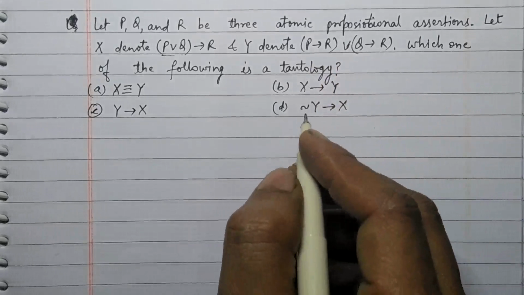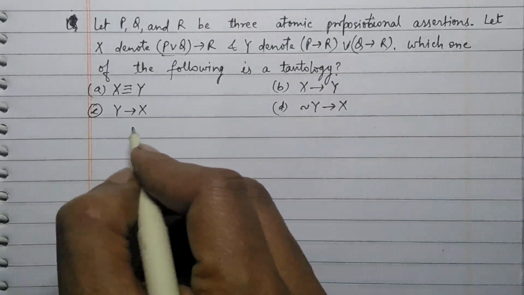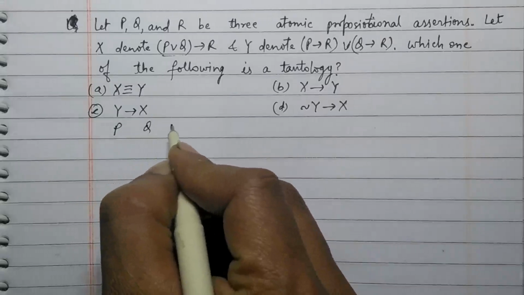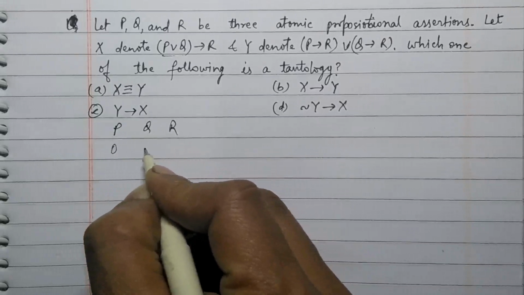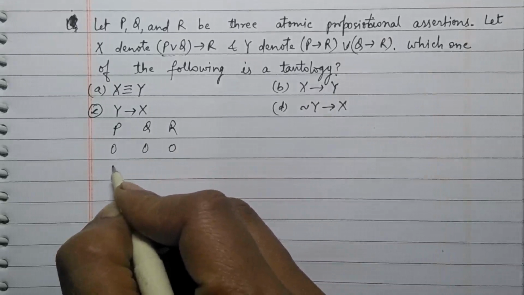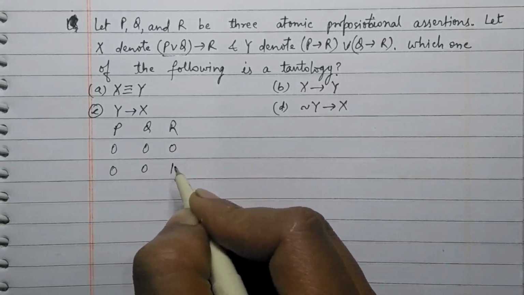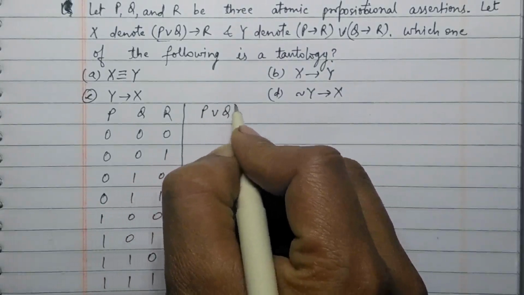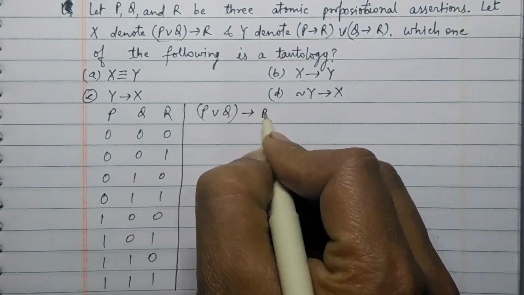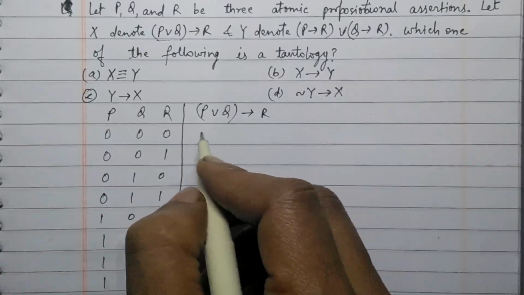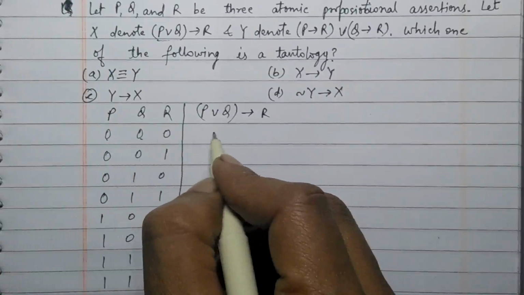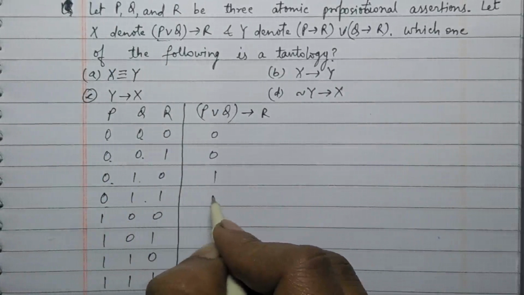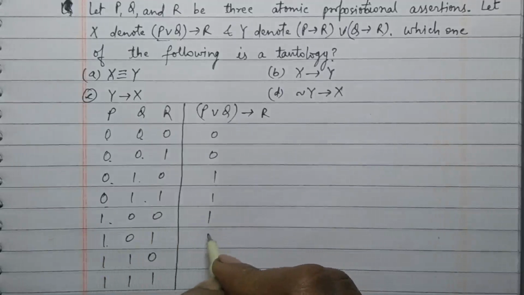Let's check whether it is. We will solve it using a truth table. P, Q, R: 0, 0, 0, false, false, true. Our x is P or Q implies R. Let's evaluate this. P or Q: 0 or 0 is 0, 0 or 0 is 0, 0 or 1 is 1, 0 or 1 is 1, 1 or 0 is 1, 1 or 0 is 1.